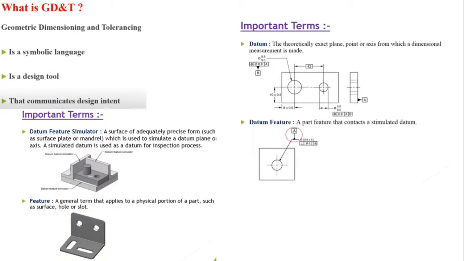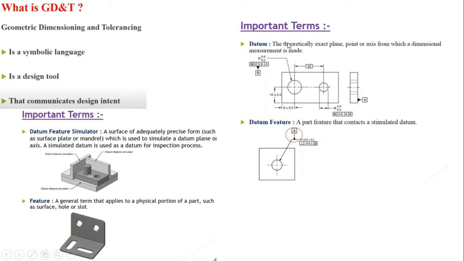What is GD&T? I told you it's a symbolic language. It's a design tool that communicates the design intent. Important terms: what is a datum simulator and what is a feature? Features are holes, slots, and even fillets. And the simulators, in the sense of whatever you are seeing there and the supporting things, are the simulators. These are considered the primary, secondary and tertiary datums.